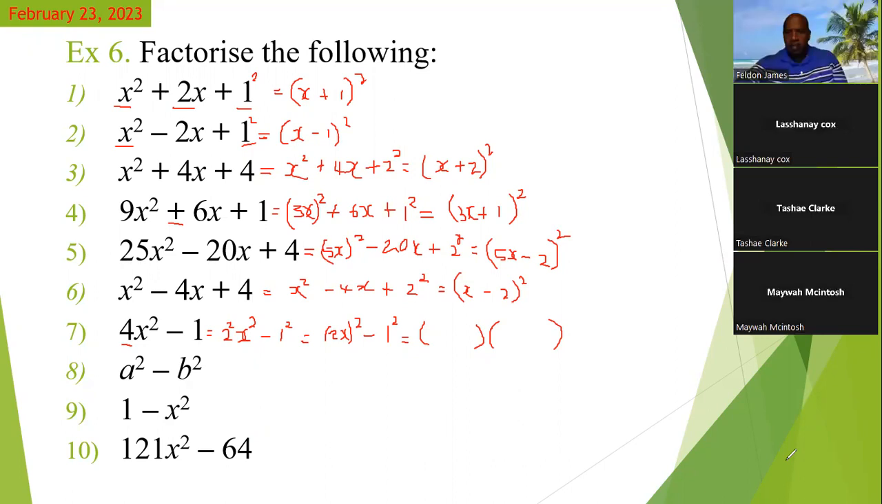Sir, what is it that Miss Cox was saying? You're going to put the 2x in the bracket, minus 1. And that's supposed to be 2x plus 1. You're asking me, are you telling me? I'm telling you.